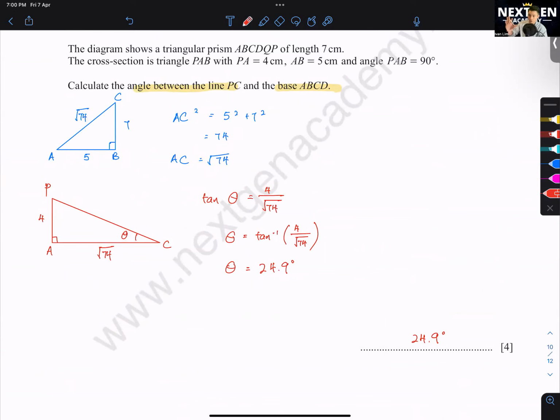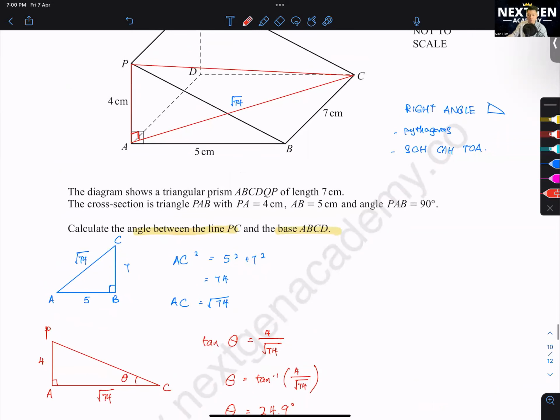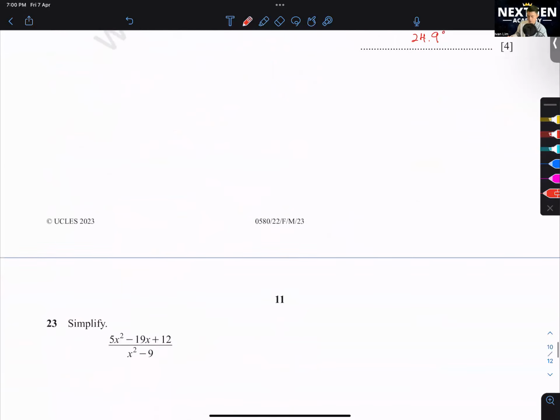Okay, trigo. If this trigo question comes out, typically it will be like this one. You just need to know you want to derive a right angle triangle. Then sometimes you might use Pythagoras theorem, sometimes you might use SOHCAHTOA. Just remember all this. Then they will normally ask you to find some sort of angle.